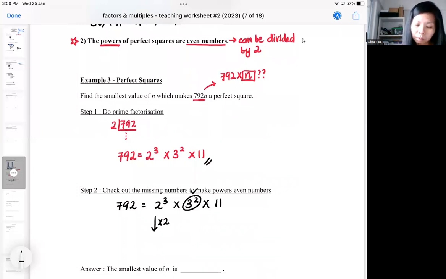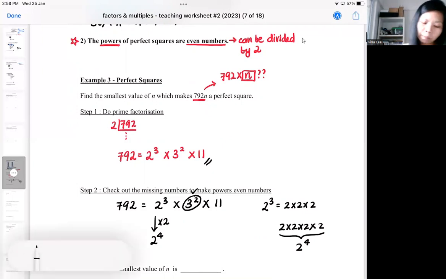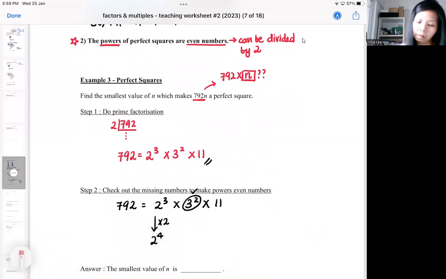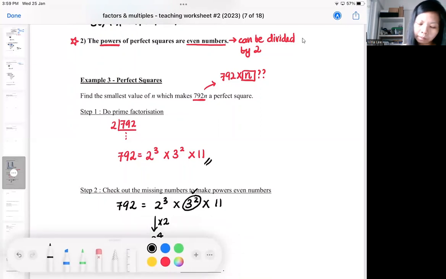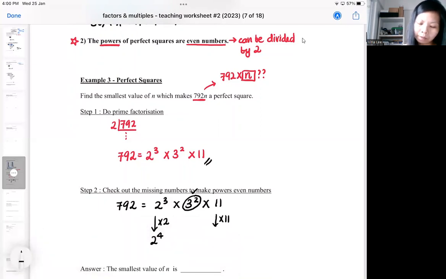If I multiply by a 2, I will get 2 power 4. In case some of you don't understand, 2 cube is 2 times 2 times 2. So if I multiply by an extra 2, I will get a 2 power 4. Then here, if I multiply by an extra 11, I'll get 11 square.